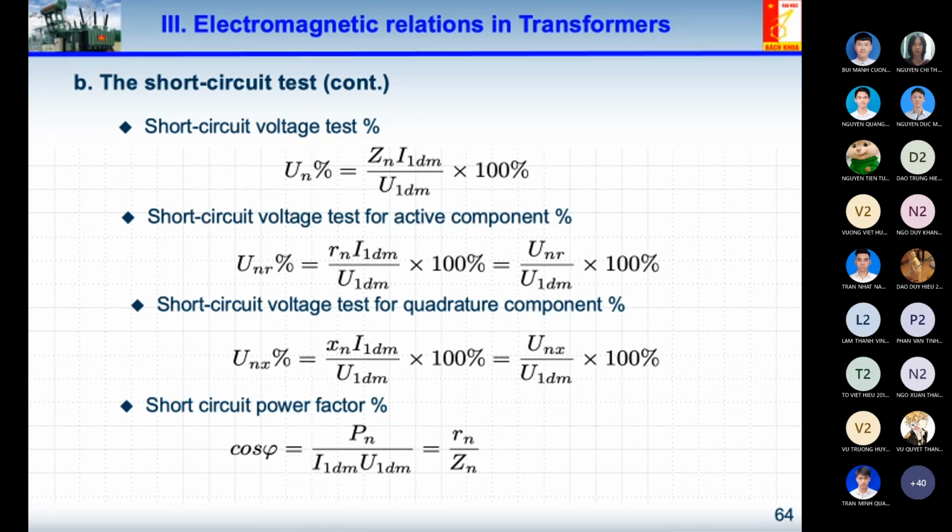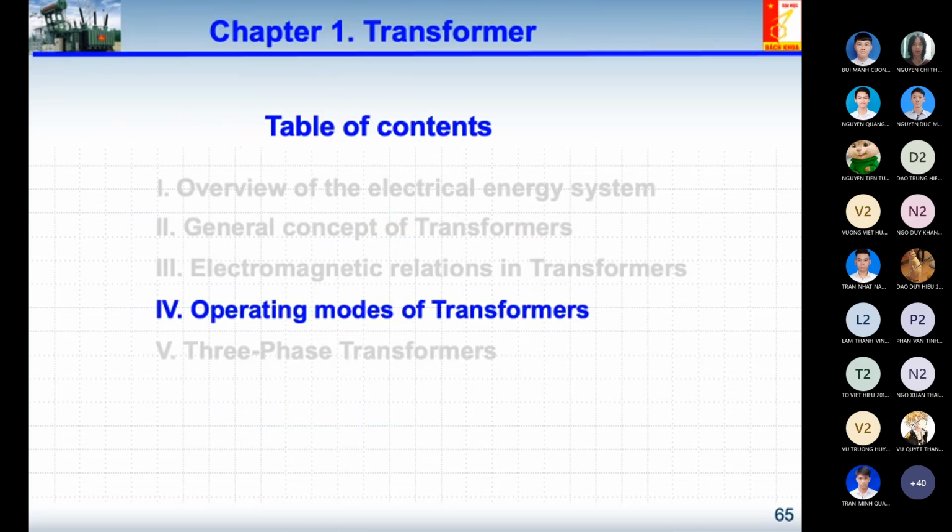Okay, and now let me move on to the next part, talking about the operating mode of the transformer. In this part, I would like to show you the energy diagram of the transformer, and based on the diagram you can imagine the energy flow from the primary winding to the secondary winding, or otherwise we can say from the input energy to the output energy.